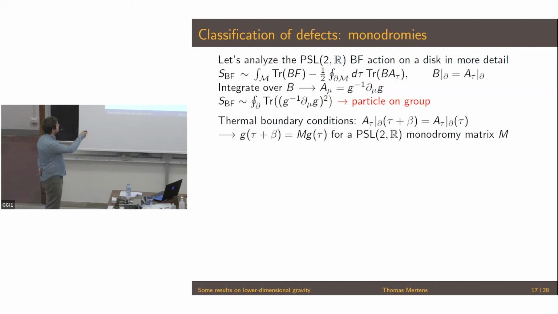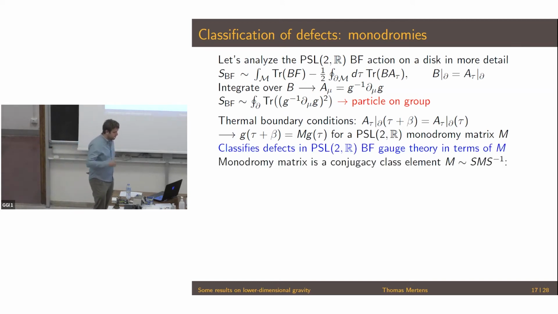This is just because the definition of G, if I give you A, I can always map G to, let's say, S times G, where S is a constant SL2R matrix, and they would cancel out here. So I have the same ambiguity in this periodicity condition. And this would then classify possible defects in our PSL2R BF gauge theory in terms of the different possibilities of this matrix M. And because of this ambiguity of mapping G to S times G, this matrix M is actually equivalent to S times M times S minus 1.